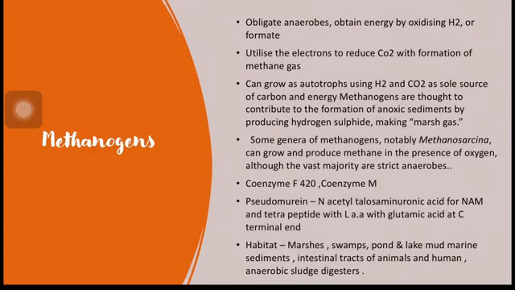The methanogens contain unique coenzymes: coenzyme F420 and coenzyme M. The cell walls of methanogens contain pseudomurein. That means they contain N-acetyltalosaminuronic acid instead of NAM, and a tetrapeptide chain with L amino acids. The habitats for these methanogens include marshes, swamps, ponds, the rumen of animals, and anaerobic sludge digesters. The important cofactors are methanofuran and methanopterin, coenzyme F420, coenzyme M and F430.